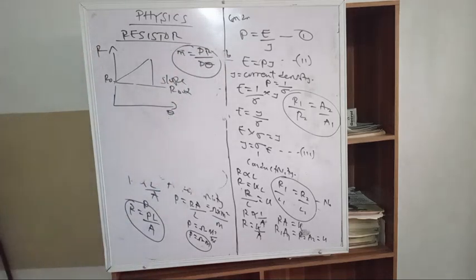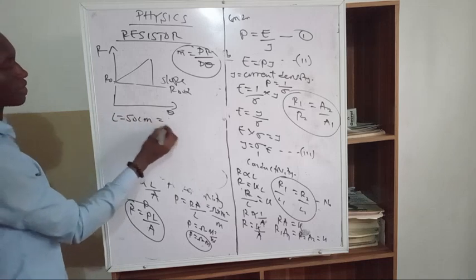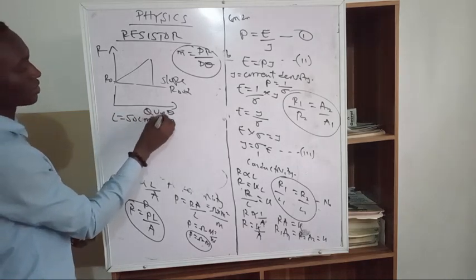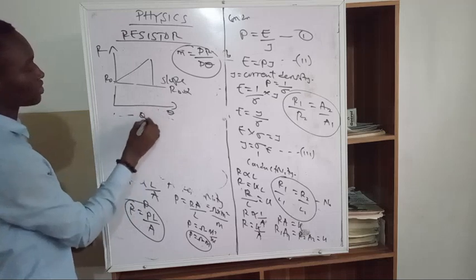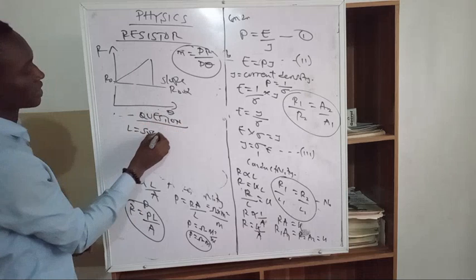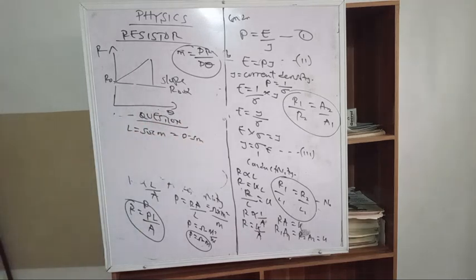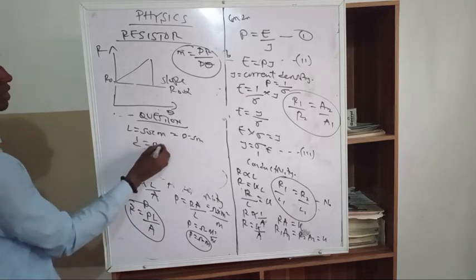So that is that. Then a quick question on resistivity. The resistance of a wire of length 50 centimeter. They gave the length of the wire to be 50 centimeter, which if you convert to meter will give you 0.5 meter. Then they said the diameter is 0.4 millimeter.